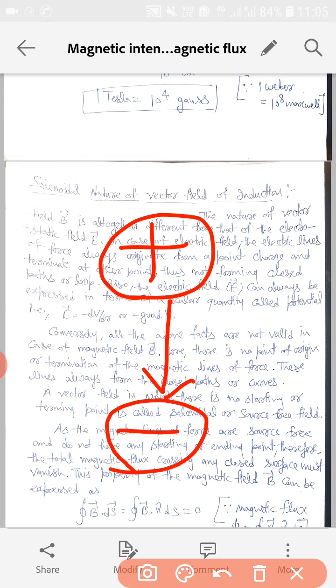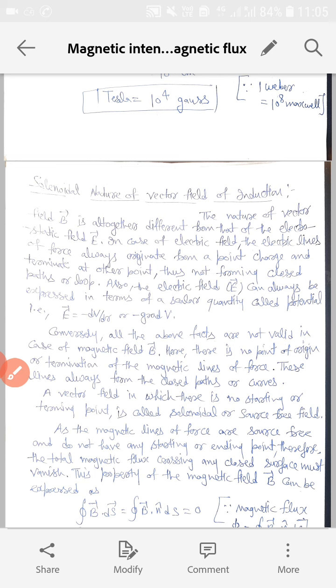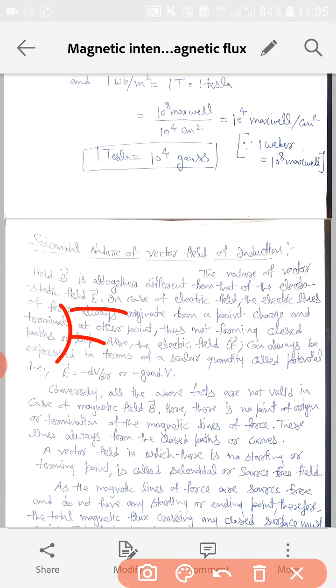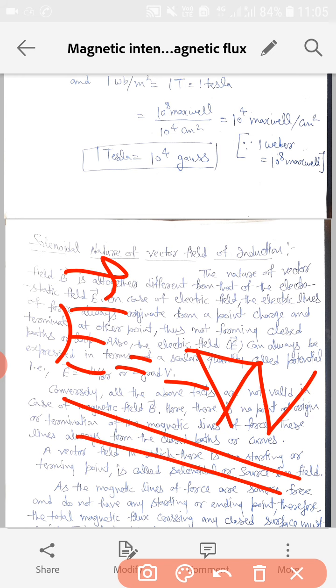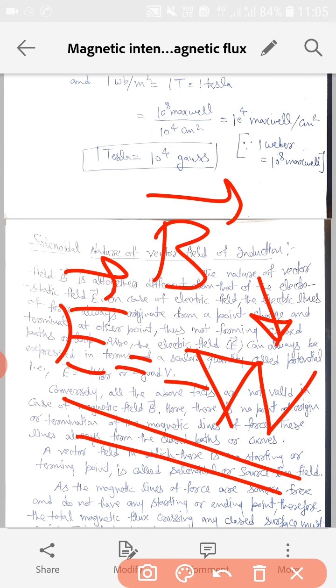Due to this nature of electric field lines, we can always attach a scalar quantity with the electric field vector E, such that the electric field vector is represented in terms of a scalar quantity, the potential. This V is the potential, so the gradient of the potential is nothing but the electric field. So this is how we can represent the electric field vector. But the behavior of the magnetic field vector B is completely different from that of the electric field vector E.